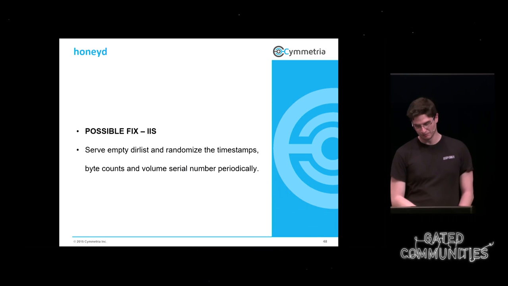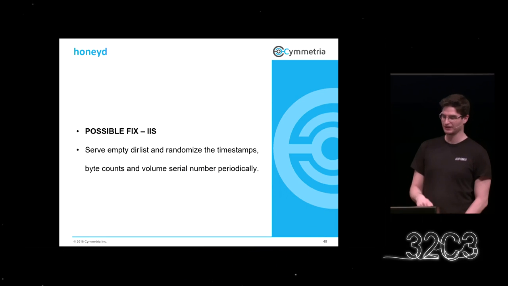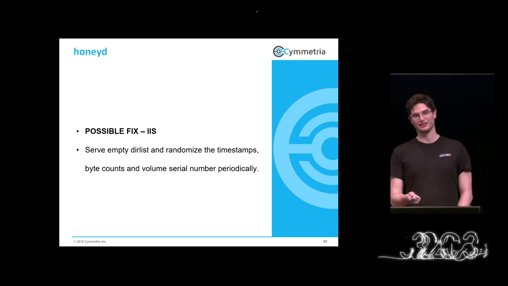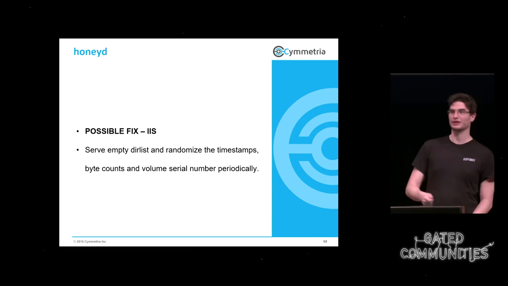So how would I go about fixing that? For example, in IIS, I would just return an empty dir list, and you have to really realize that there's a lot of information there. You have to make it believable. Both the timestamps, the byte counts, and the volume serial number, you should randomize them periodically. That's the only way to make it look like it's actually real, right?